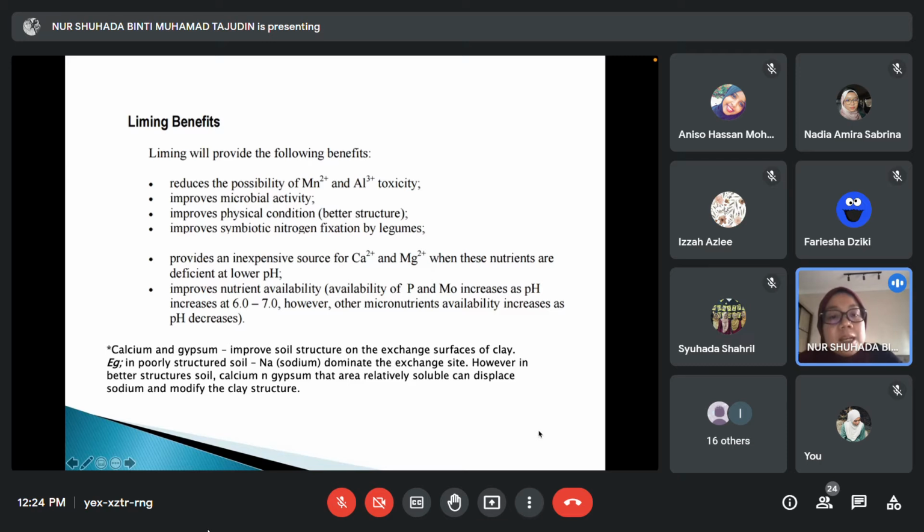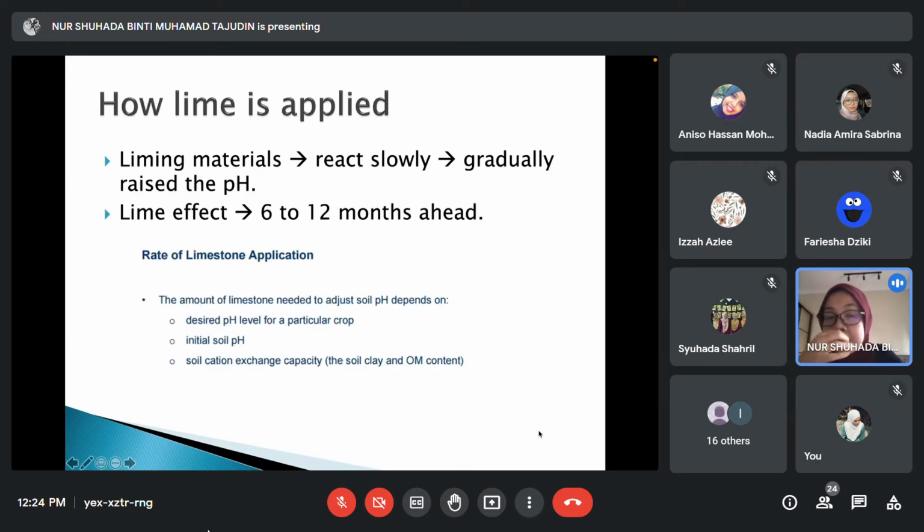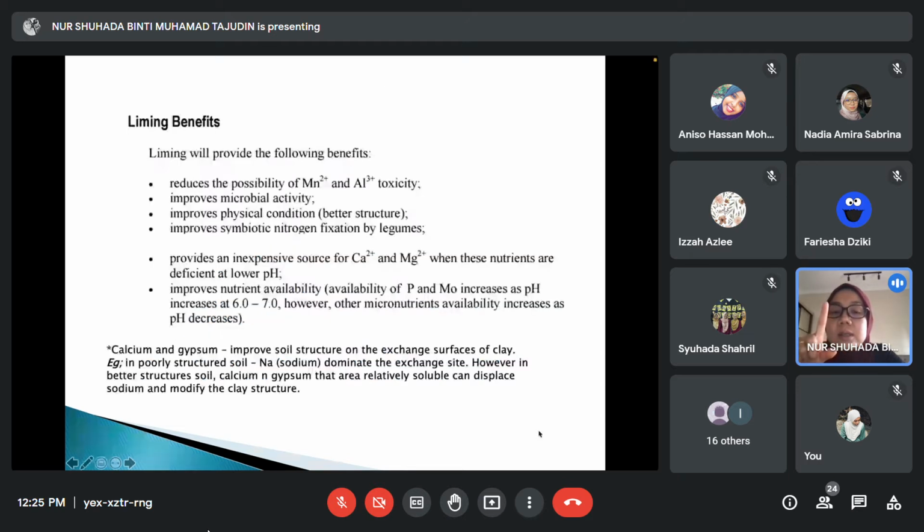Number 3 is it improves the physical condition. The soil will have a better structure if calcium is at the exchange site. Later saya tunjuk yang ni, gambar dia. Saya rasa dekat belakang. Number 3, it improves symbiotic nitrogen fixation by legumes. That is because it is eaten by the microorganisms. Number 4 and number 5 provide an inexpensive source of calcium, meaning that you don't have to buy a specific calcium fertilizer, but you can just put the calcium liming or calcium carbonate tadi.